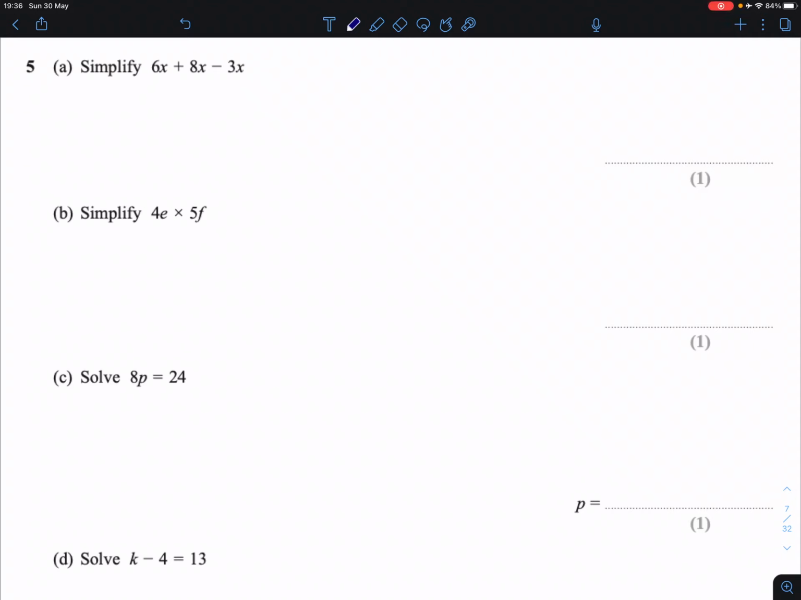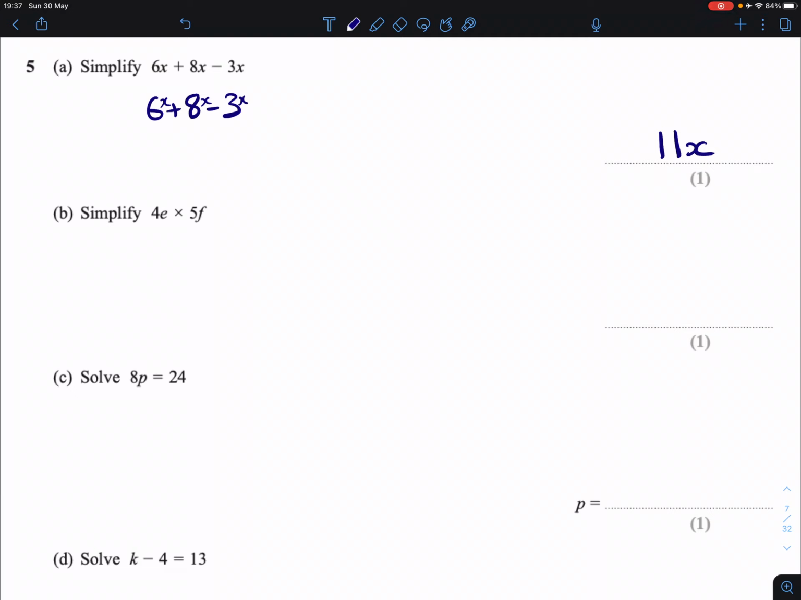Question 5, Part A. Simplify 6x plus 8x minus 3x. So we're adding and subtracting x terms together. The fact that we're adding and subtracting similar terms means that we can really just focus on the numbers. So effectively this is saying that we are doing 6 plus 8 take away 3, and that's how many x's we end up with. So the sums there give us the number 11, and the fact that these all have x's on the end means that we have 11x.